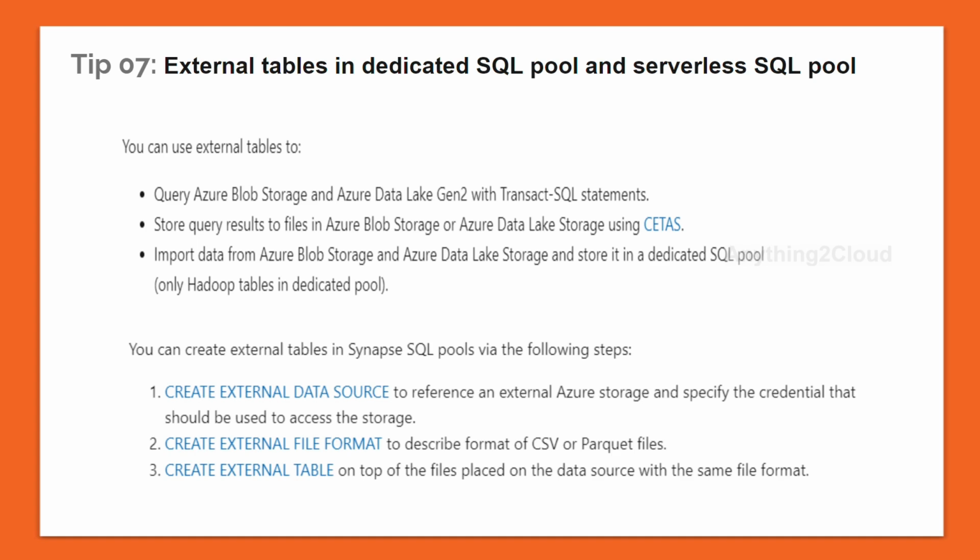The next step is on external tables in dedicated SQL pool and serverless SQL pool. You can create external tables in Synapse SQL pools via the following steps. The first one is create external data source to reference an external Azure storage and specify the credential that should be used to access the storage. Next one is create external file format to describe the format of CSV or Parquet files. Third one is create external table on top of the files placed on the data source with the same file format. So basically these are three steps we need to follow to create external tables in Synapse SQL pools.